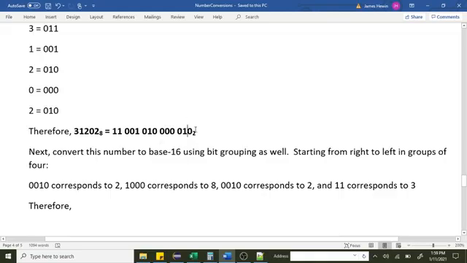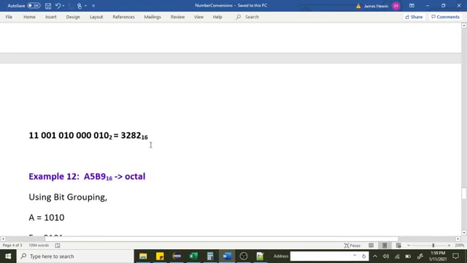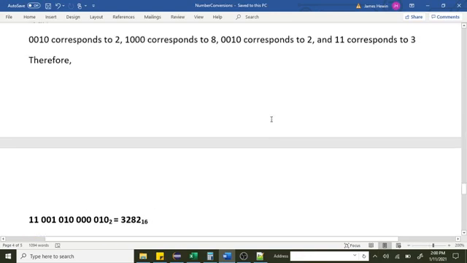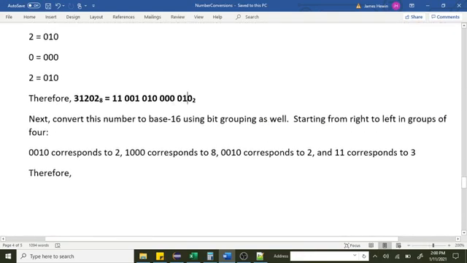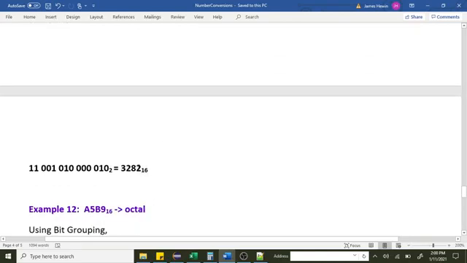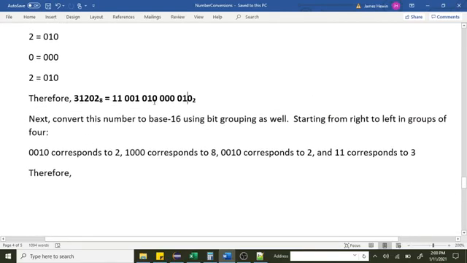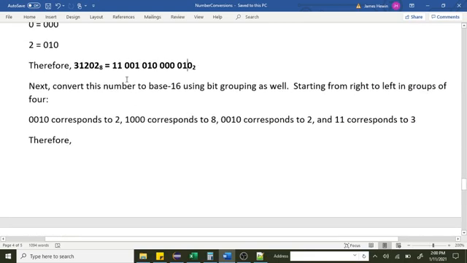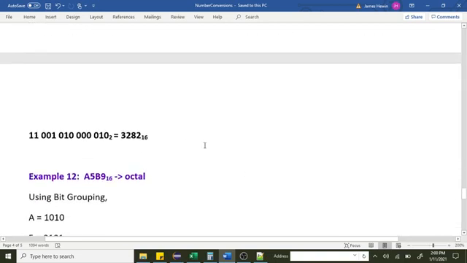So 0010 would be 2. Then you just go group of 4. After 0010, you'd have 1000, so that would be 8. Then you would have 0010, which is 2. And then you would just have 11, which is 3.